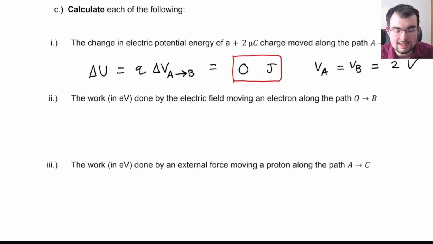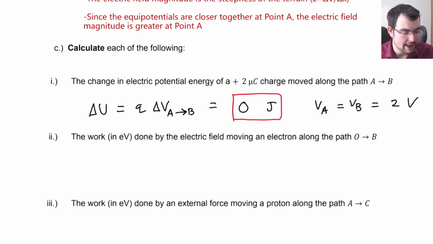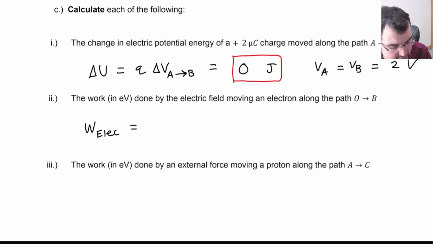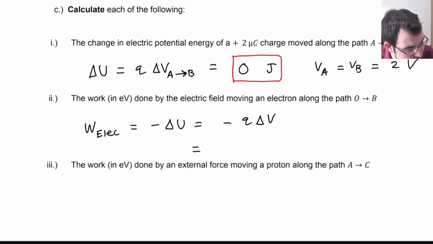What's the work done in EVs? So this is just a convenient energy unit, by the electric field moving from O to B. So we know that the work done by the E field is actually just defined as the negative of the potential energy change. So we just take Q delta V and take the opposite of that, and we're going from O to B.